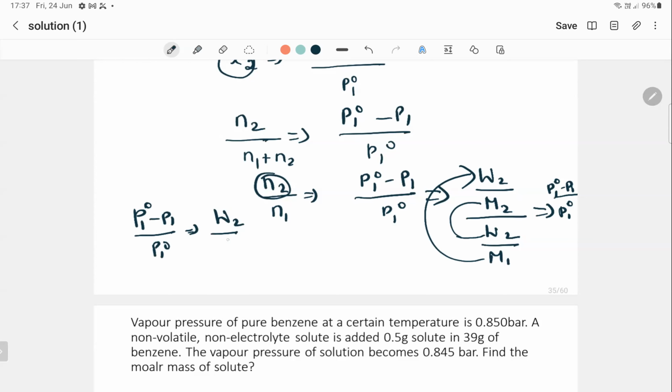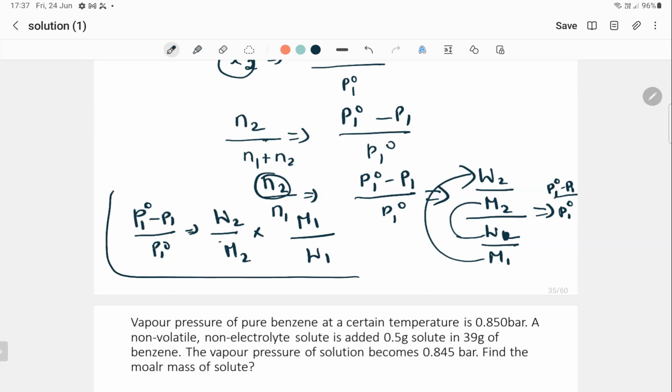W2 by M2, W2 divided by W1 by M1. Okay. So W2 divided by M2, and what comes below goes up, into M1 divided by W1.